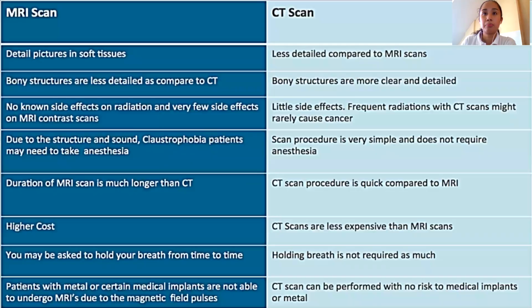So, differentiate natin. Class, yung MRI and your CT scan. So, your MRI, detailed pictures in soft tissues. For CT scan, less detailed compared to MRI, especially for soft tissues. MRI naman, bony structures are less detailed compared to CT scan. Pag CT scan, bony structures are more detailed and clear.